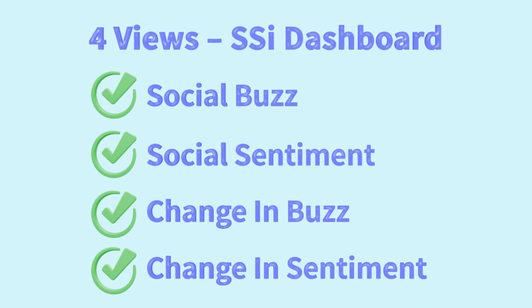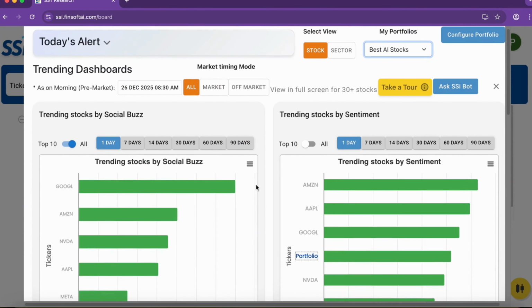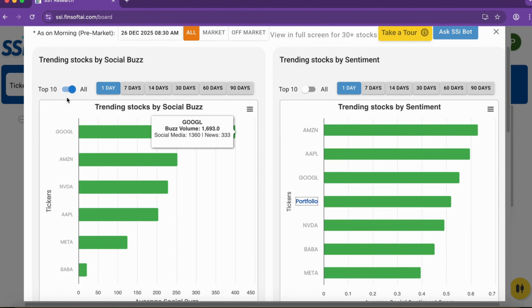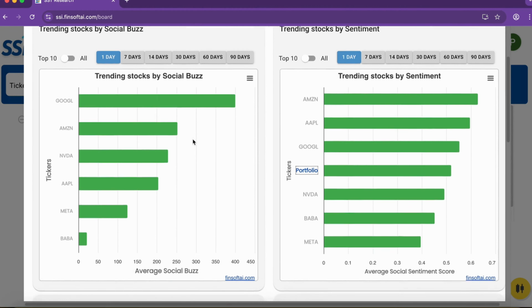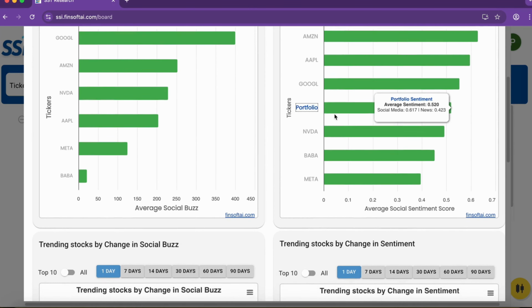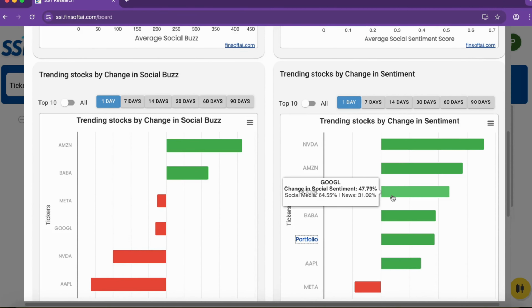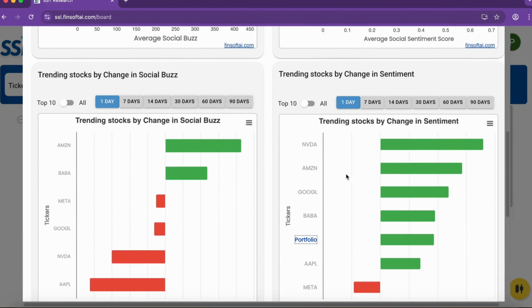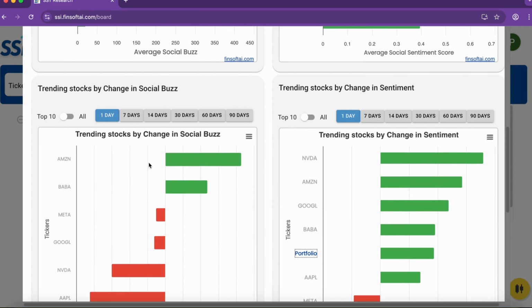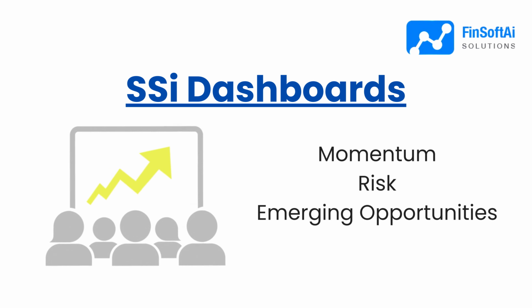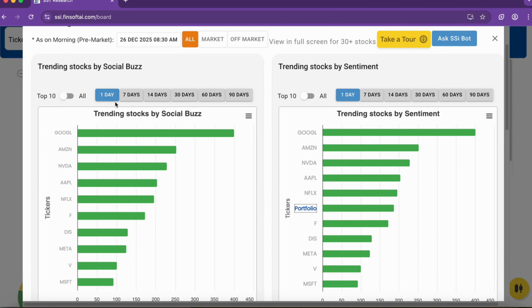SSI analyzes market behavior across 4 views. Absolute buzz shows where attention is highest, while absolute sentiment reflects overall portfolio mood, including which stocks are lifting or dragging your portfolio. Change in buzz highlights what's beginning to gain traction, and change in sentiment shows how opinions are shifting, often ahead of price. Together, they reveal momentum, risk, and emerging opportunities.